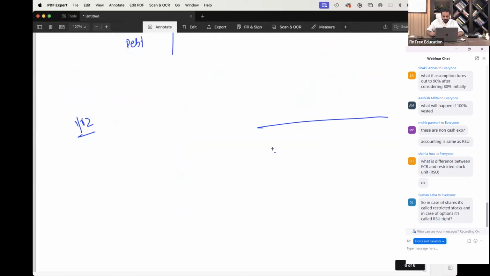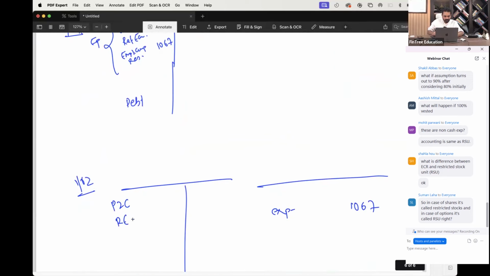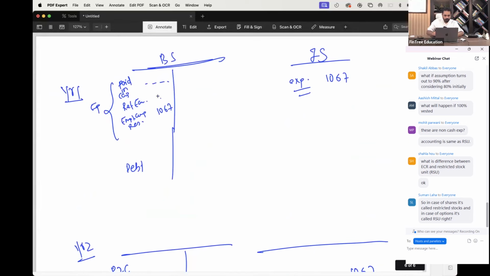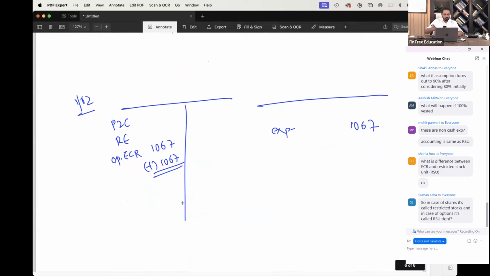Then in year 2, on the income statement, I again show expense of 1067. But remember from last year, I have some paid in capital, I have some retained earnings, and I have last year's opening employee comp reserve of 1067. This is from last year carried forward. To this, I will add 1067 again. So that's the second effect, and that's how we'll keep on doing.